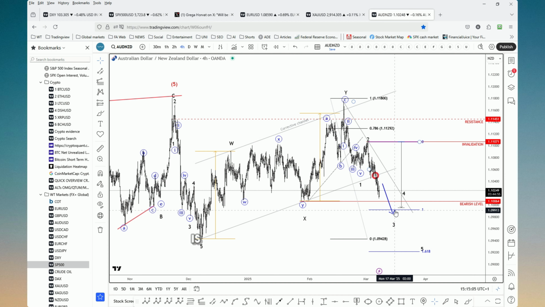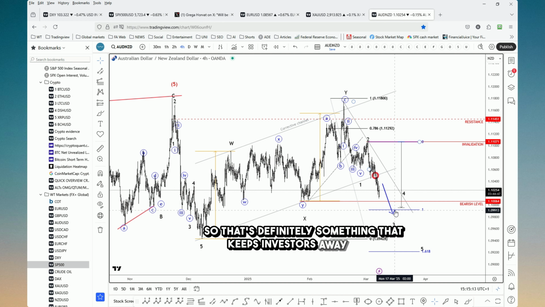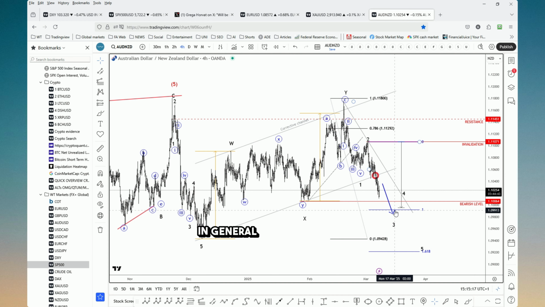Could be something to do with the tariffs that Trump is planning for China. So that's definitely something that keeps investors away from the Aussie, and maybe that's why Kiwi in general is much more attractive at this stage.